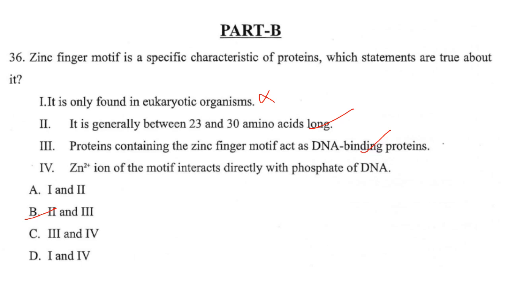It is false. Then, it is generally between 23 and 30 amino acids long. That is correct. Proteins that contain zinc finger motif act as DNA binding proteins. That is also correct. Zn2 positive ion of the motif interacts directly with the phosphate of DNA. Zinc does not interact itself with DNA and it is involved in stabilizing the zinc finger. So 4 is also wrong. So the correct options are 2 and 3. So the answer is B.